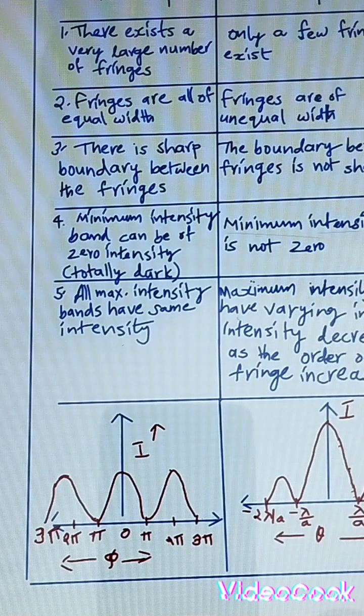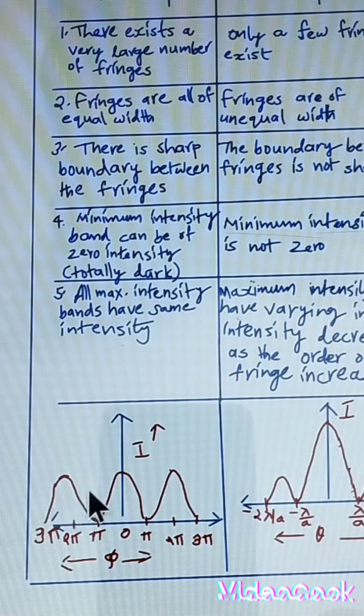And in the case of interference, we know the minimum intensity band can be of zero intensity. That is, if we are using two sources of equal amplitudes, the dark regions will be perfectly dark. And in the case of diffraction, the minimum intensity is not zero. And in interference pattern, all maximum intensity bands have the same intensity.